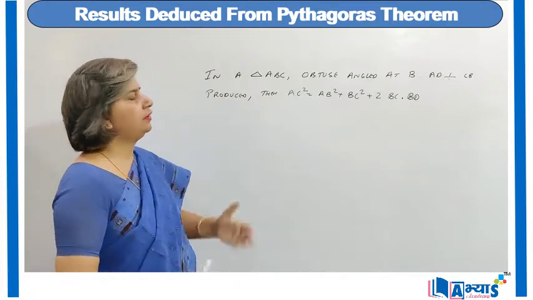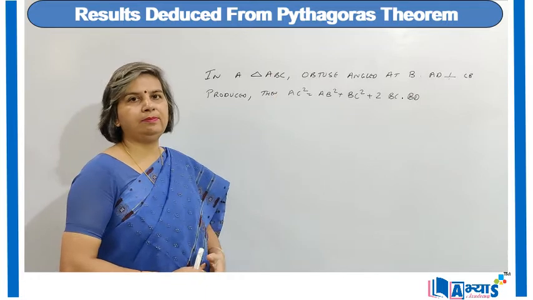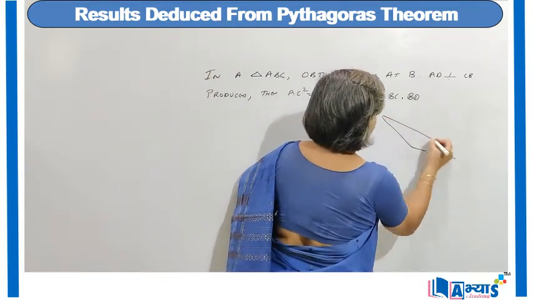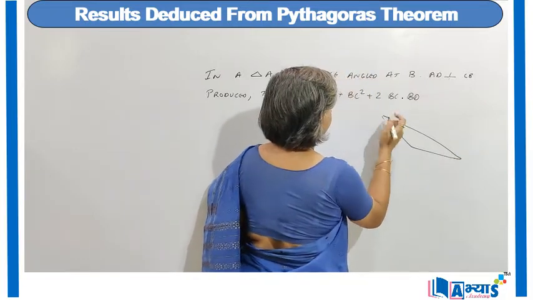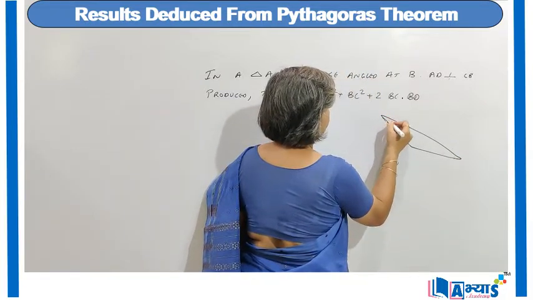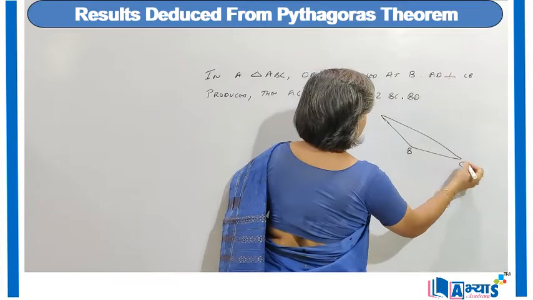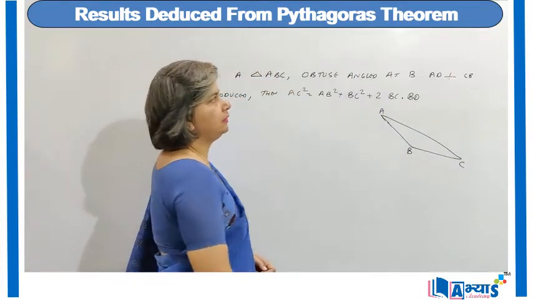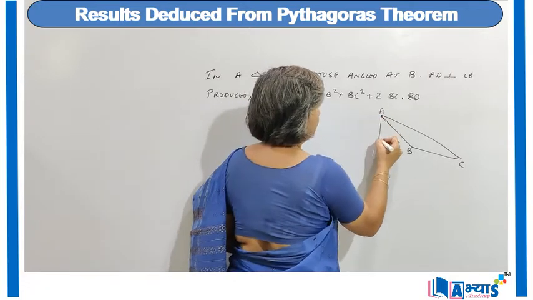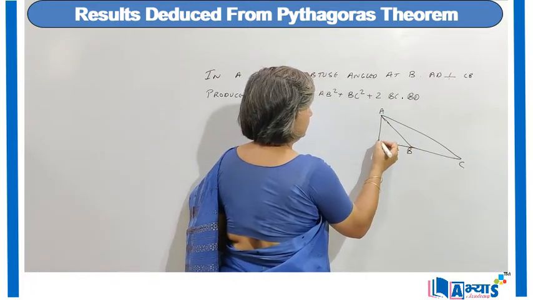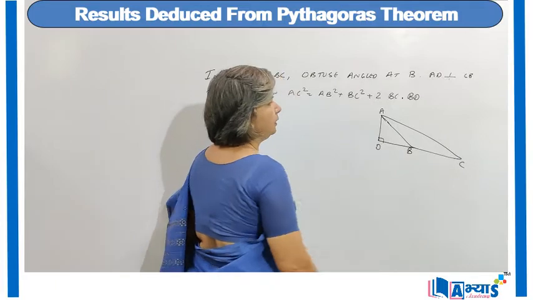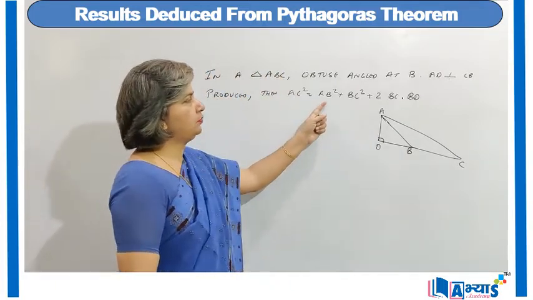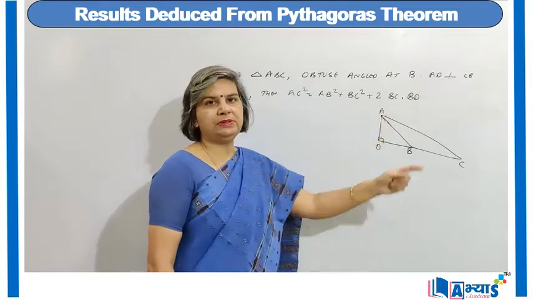That means we are given a triangle ABC, obtuse angle at B, and we are given that AD is perpendicular to CB produced. So let D be the perpendicular, and we have to prove that AC square is equal to AB square plus BC square plus 2BC into BD.